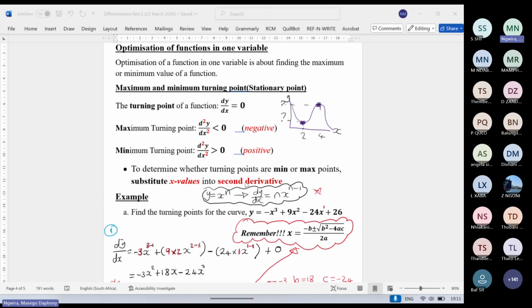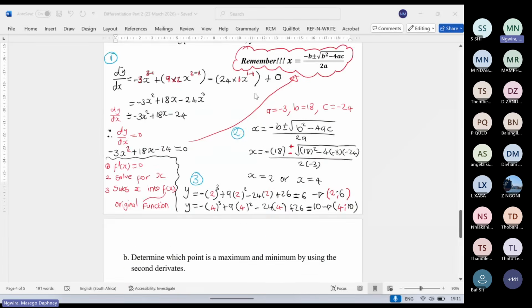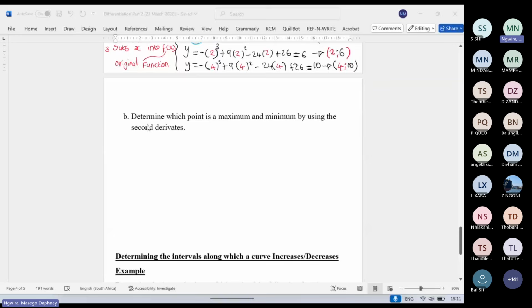So here we are looking for those turning points. Now, if you want to see if it's a minimum or a maximum, you substitute the x values into the second derivative. Now let's see what I mean. Let's go to number B. That's the following question. Determine which point is a maximum and minimum by using what?